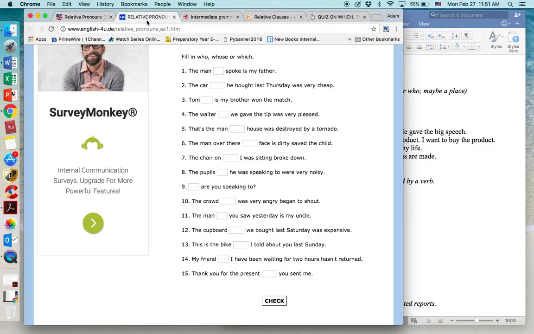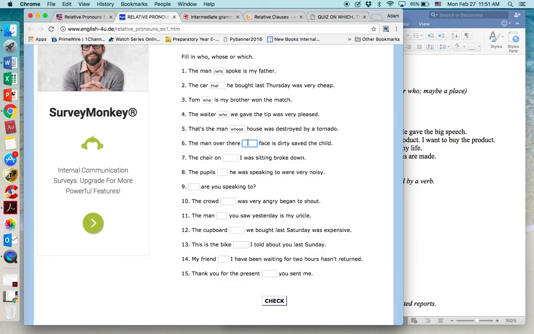Let's look at some other examples here. The man who spoke is my father. The car, which or that, he bought on Thursday was very cheap. Tom, who is my brother, won the match. The waiter, who we gave the tip to, or who we gave the tip, was very pleased. That's the man whose house was destroyed by the tornado.